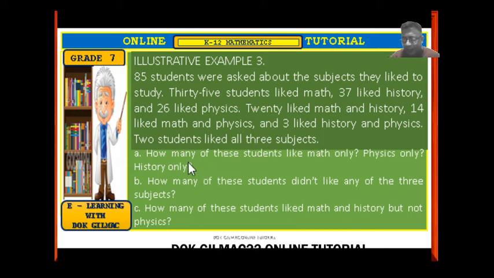Now, the questions are how many of these students like math only, physics only, history only? How many of these students didn't like any of the 3 subjects? How many of these students like math and history, but not physics? So, again, I need to emphasize once again in drawing a Venn diagram, always bear in mind the intersection of the sets. So since we have 3 sets here, the intersection of the 3 sets are actually 2 students, like all 3 subjects. Okay?